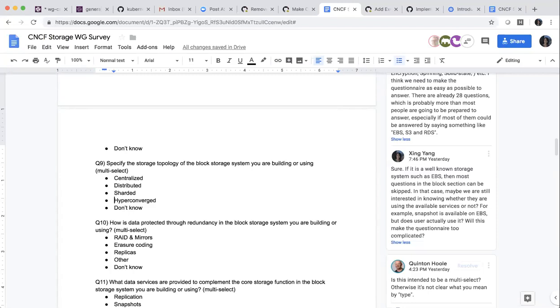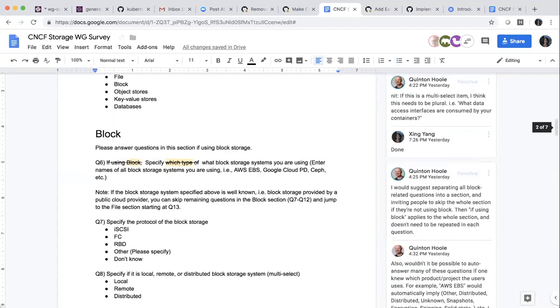I think we would probably know the answer to that. A lot of those can be answered already, since they just say what storage system you're using. But probably not all of them, there are so many storage systems. If it's AWS EBS, we probably know, but I can't say that for every system. So if you already specify a name, maybe you can skip all of those questions.